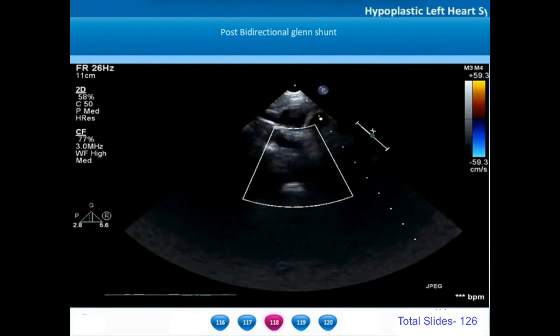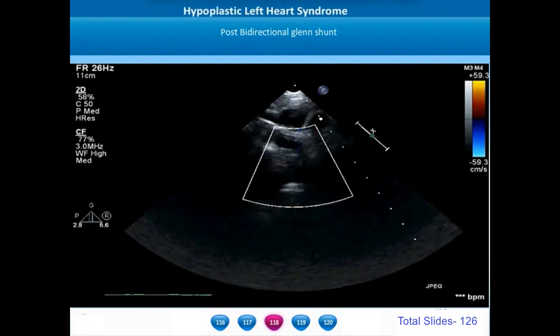This is a suprasternal view of a patient who had a bidirectional Glenn shunt after Norwood stage 1 procedure.